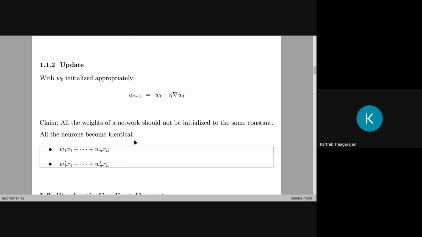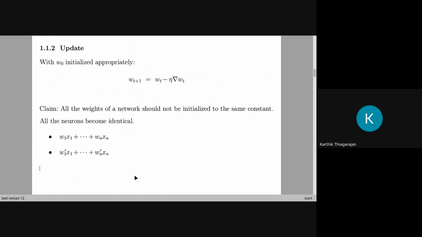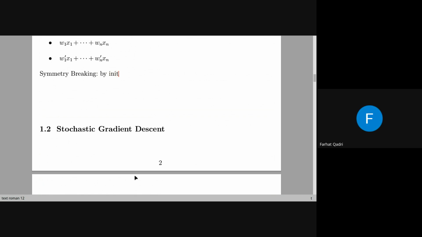Okay, so this is the forward pass, but if you extend the argument, in the backward pass also the gradient updates will be the same. If the values are set as the same constant, in both forward and backward pass, W1 and W2, W1 prime, W2 prime, all of them will be identical. This problem is called symmetry. So you have to break the symmetry. You have to do what is called symmetry breaking. And how do you break the symmetry? By initializing to different values.